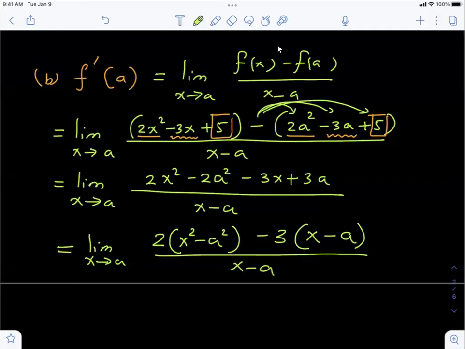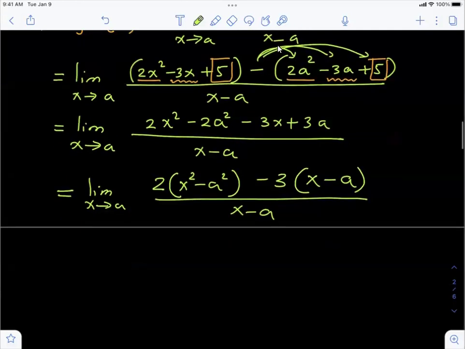Now, at this point, don't be premature to cancel these kinds of terms. No, you cannot do that because there's a negative sign in front, and this x minus a does not belong to everybody in the numerator. So you need to do further factorization.